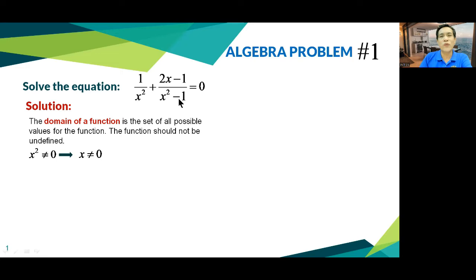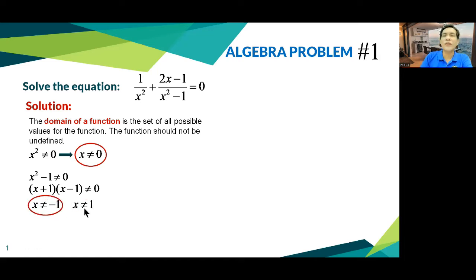Second, x squared minus 1, we equate that not equal to 0. So, x squared minus 1 not equal to 0. We know that x squared minus 1 is factorable. So, what are the factors? Quantity x plus 1 times quantity x minus 1 not equal to 0. We will equate x plus 1 not equal to 0 and x minus 1 not equal to 0. So, we have x plus 1 not equal to 0. X therefore is not equal to negative 1. So, this is another restricted value. Next, x minus 1 not equal to 0. So, definitely x not equal to 1.